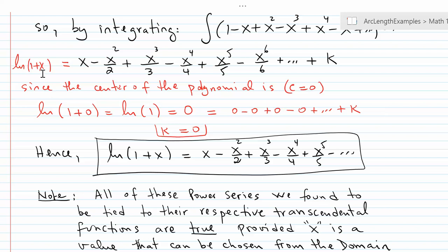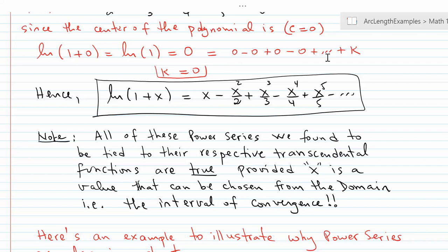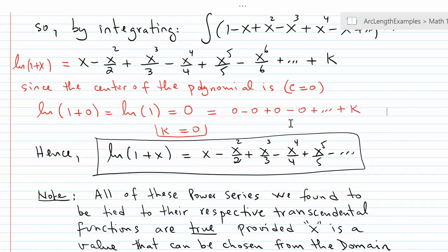So once you replace x with 0 on the left, we get the natural log of 1, which is 0. And on the right, everything is 0 except for k. And that will always happen, by the way, because everything on the right is 0 when you're replacing x by the center c. Okay, so k will end up being 0, so in this case, I could just ignore this k. Everything I see from the beginning to the dot, dot, dot is what I simply copy down here. And so this represents the infinite series for ln(1 + x). Ta-da!